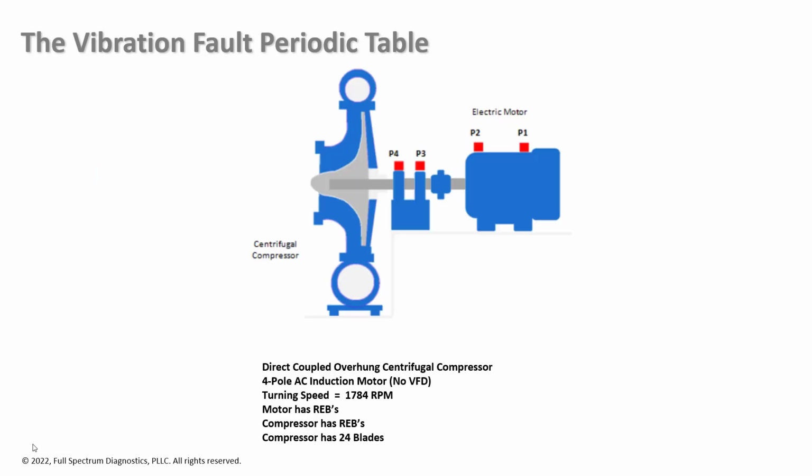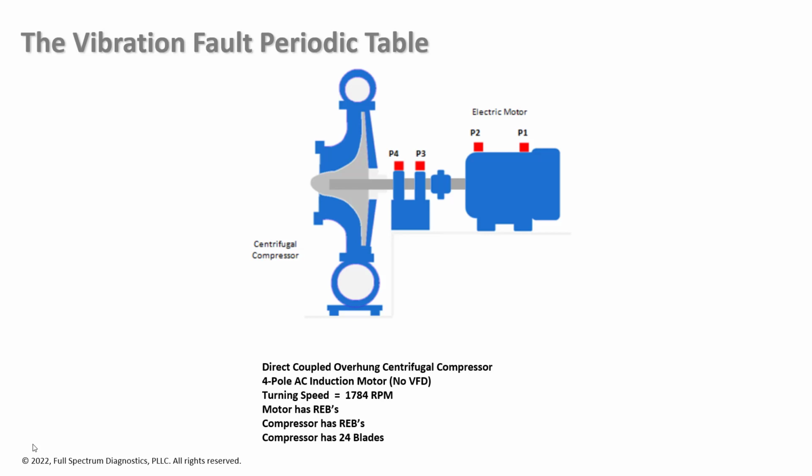So let's get started. Our machine for this example is a centrifugal compressor, and we have our measurement positions P1, 2, 3, and 4. We want to take data at that bearing location in the axial, horizontal, and vertical directions. A little machine-specific information: it's an overhung centrifugal compressor. It has a 4-pole AC induction motor with no variable frequency drive.